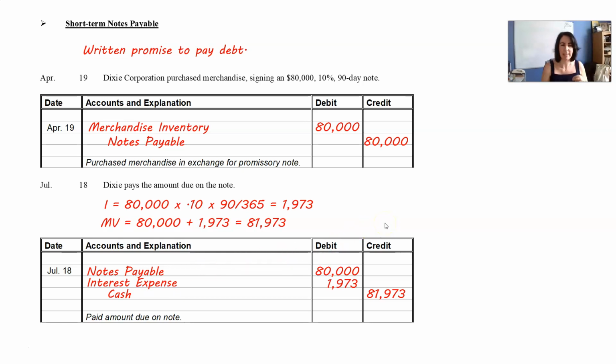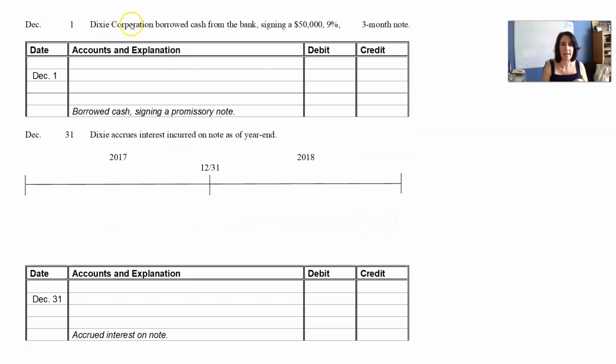All right. Let's take it just a step further here. Let's say Dixie Corporation borrowed straight cash from the bank, signing a $50,000 9% 3-month note. All right, well, here's what I'm looking at here. It's December 1st. I'm going to sign a 3-month note. We're going to cross over year end. We know that gets a little bit hairy.